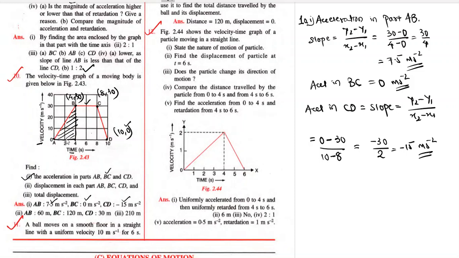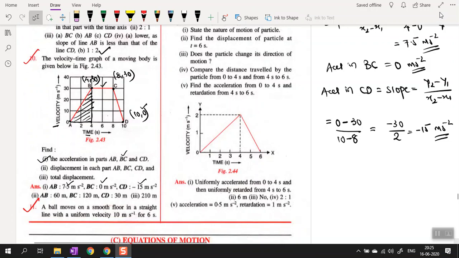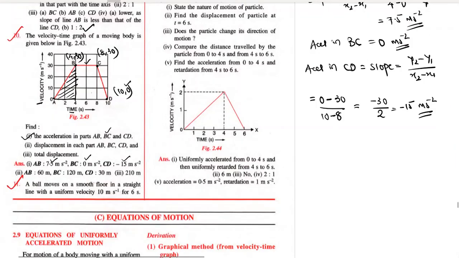The area under AB is in the form of a triangle, so half into base into height, half into 4 into 30. Half into 4 is 2, into 30, that is 60 meters. So the distance traveled in the part AB is the area under the graph, that is 60 meters. So what is the distance traveled by the moving body from B to C?